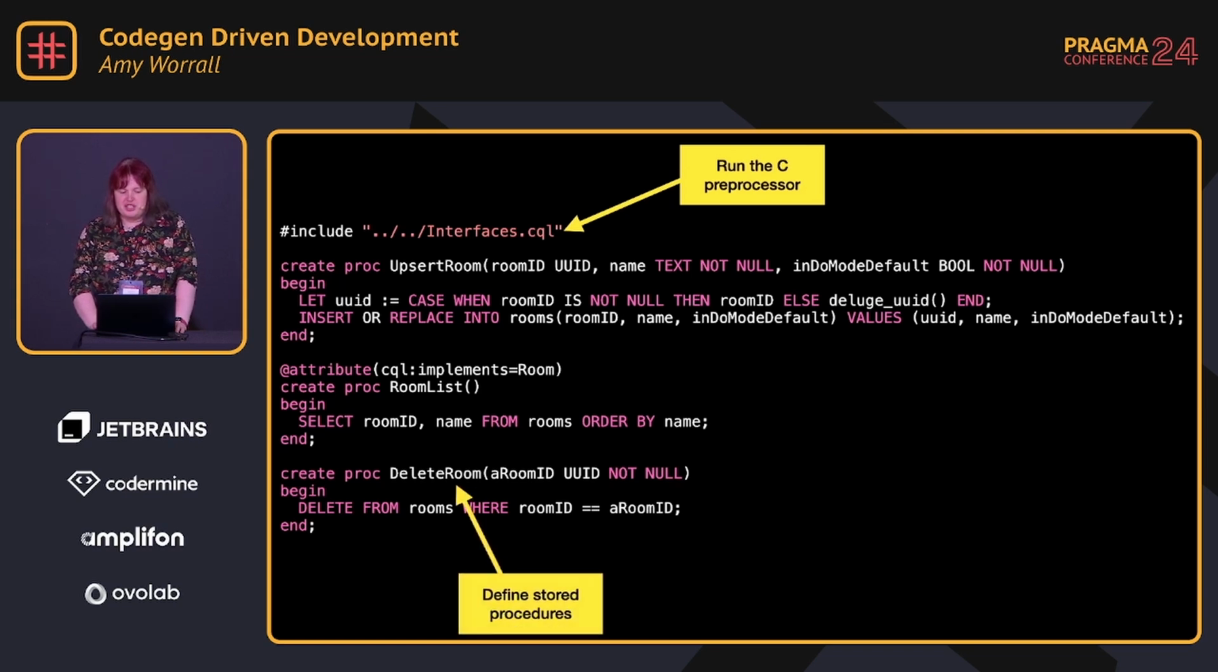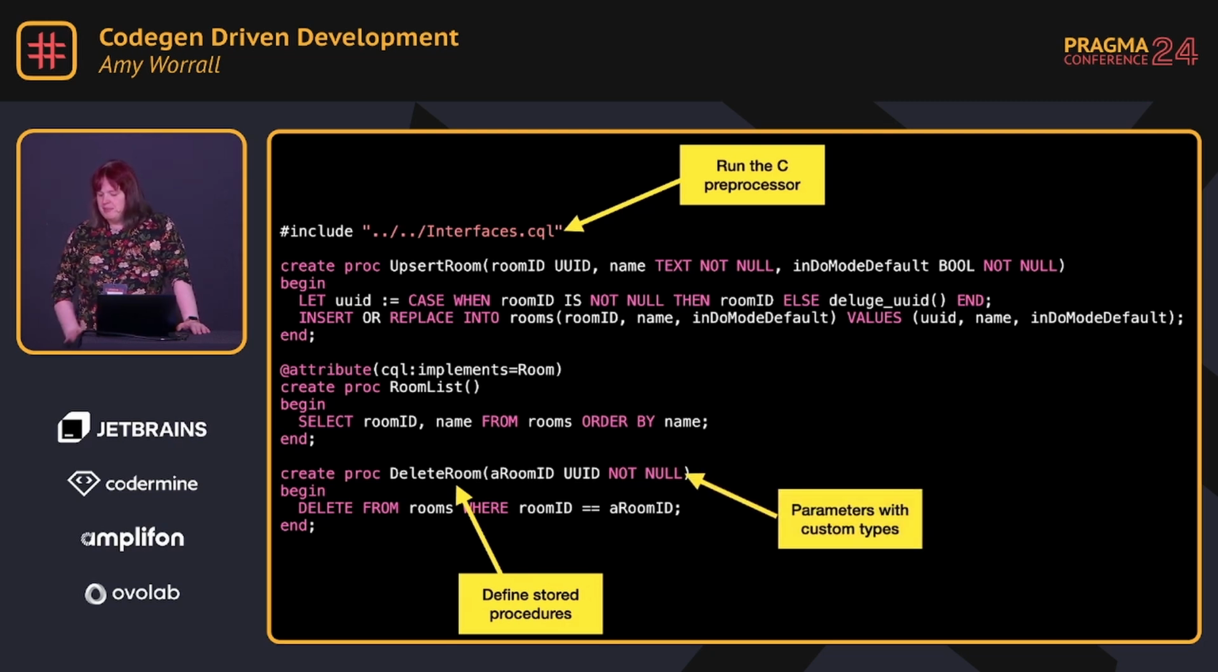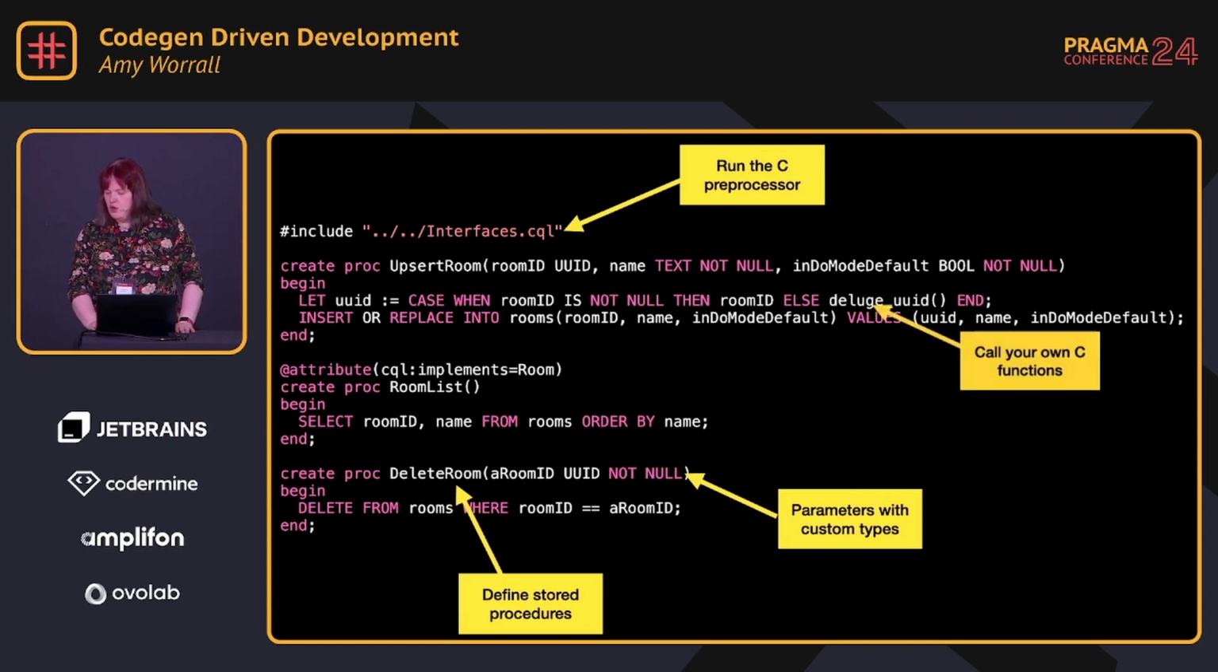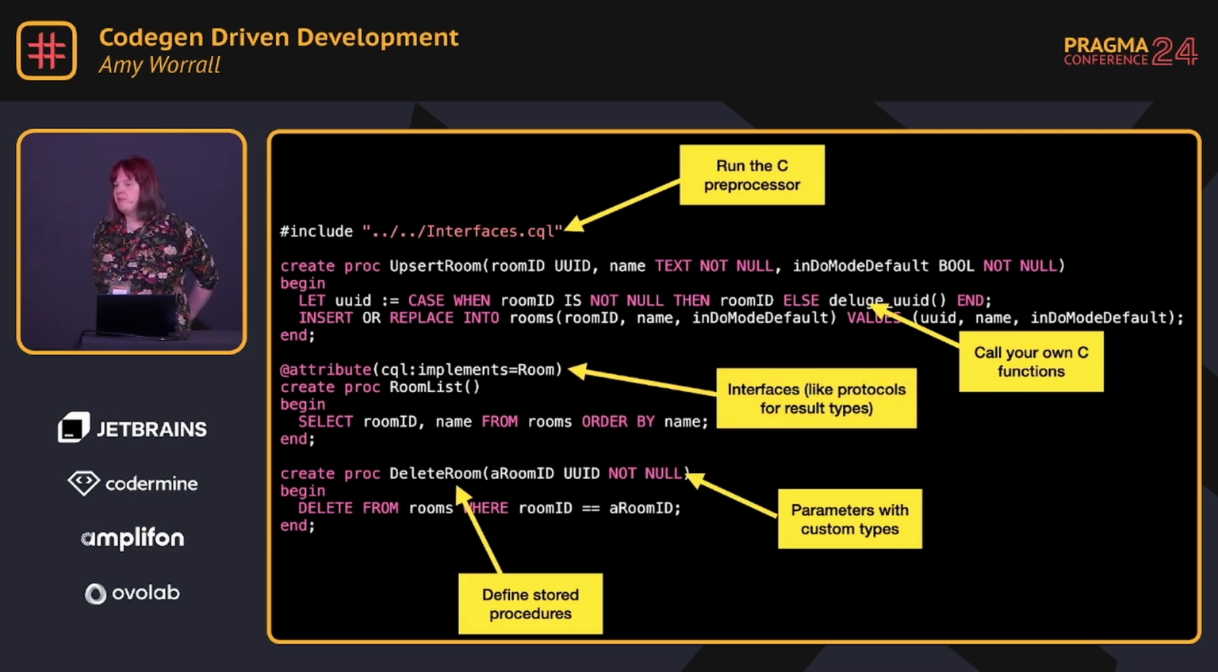We've got stored procedures. SQLite doesn't natively have those. CGSQL adds them. We've got parameters with custom types. You might notice there's a type there, UUID. That's not native SQLite, and so you can add types of your own. And it supports type checking, casting, that kind of thing. You can call out to your own C functions, or Swift functions if you use that CDeclar attributes, like we saw at a talk earlier today. And it supports interfaces, which are pretty much protocols for the rows it returns. There's a whole bunch more of this.